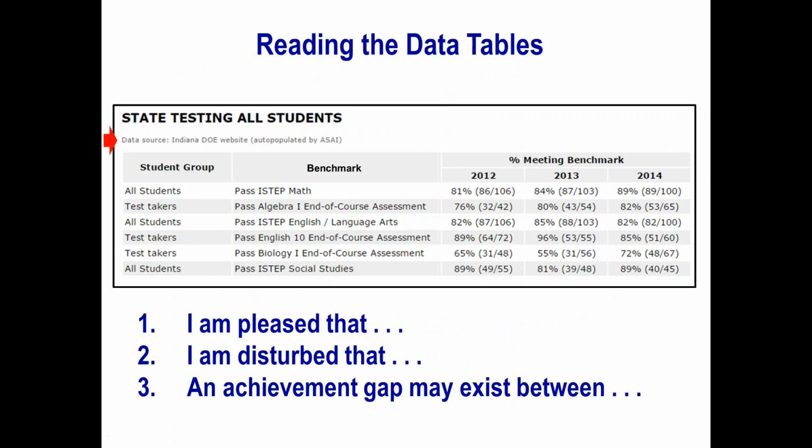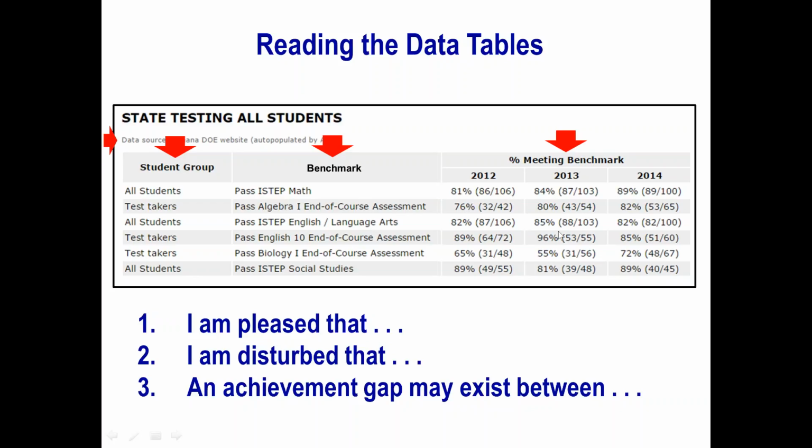First one is we'll always give you the data source. So we're looking now at state testing. It's from the Indiana DOE website, and this was auto-populated into your system by us, so you didn't have to type this one in. And then we give you the student group. So you'll see all students, test takers, all students. We give you the benchmark, what we wanted that group to do, pass ISTEP math, pass algebra, and of course assessment, pass ISTEP English Language Arts. And then we've given you data.